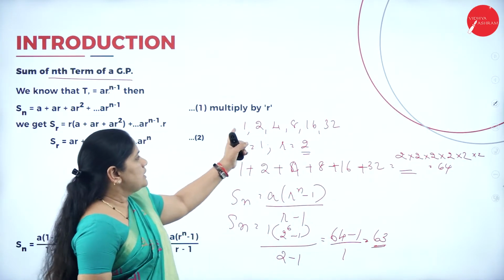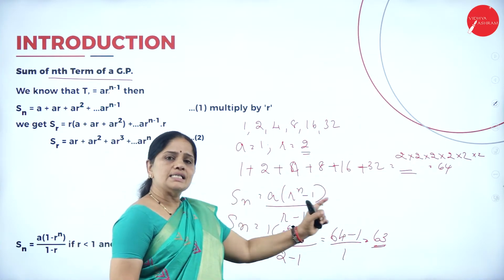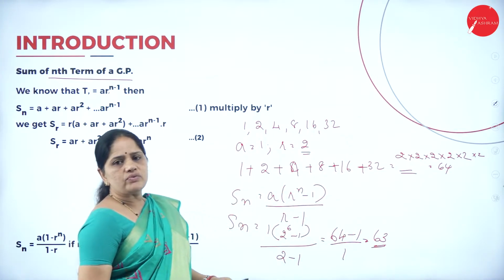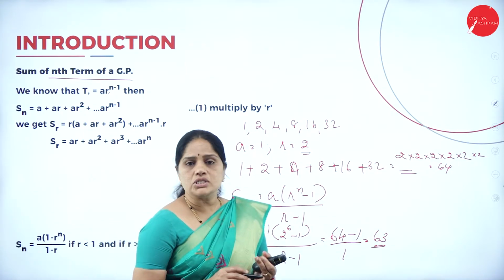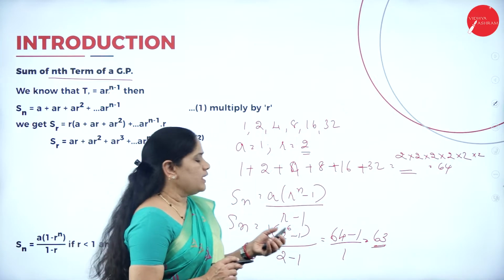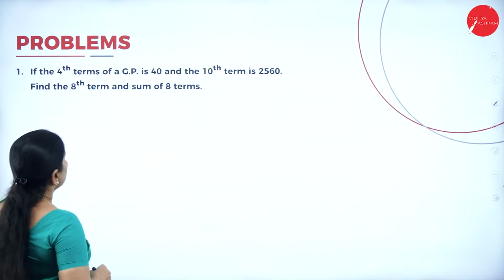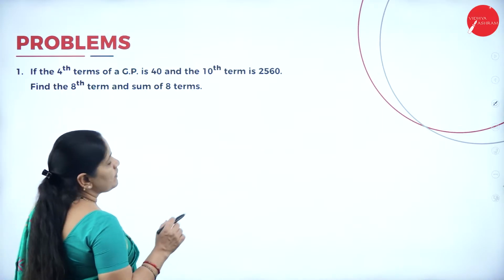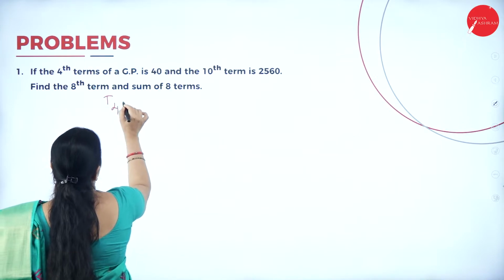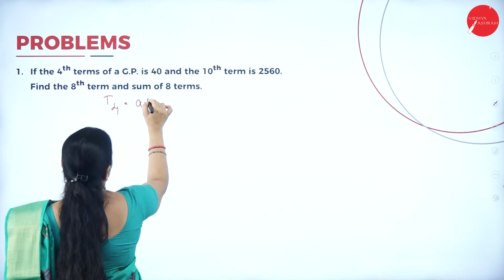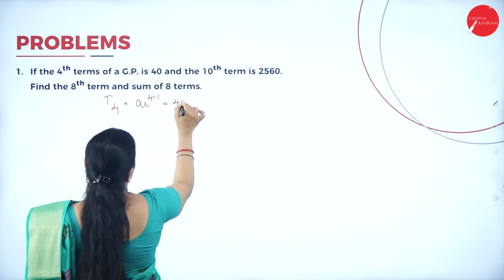So when I add all these terms, 1 plus 2 plus 4 plus 8 plus 16 plus 32, I get 63. So in this way, we can find out the nth term of the GP and also the sum of the GP. Now let us work out one problem given. So what is the problem here? The fourth term of the GP is 40. So T4 is equal to ar to the power 4 minus 1 equals 40.